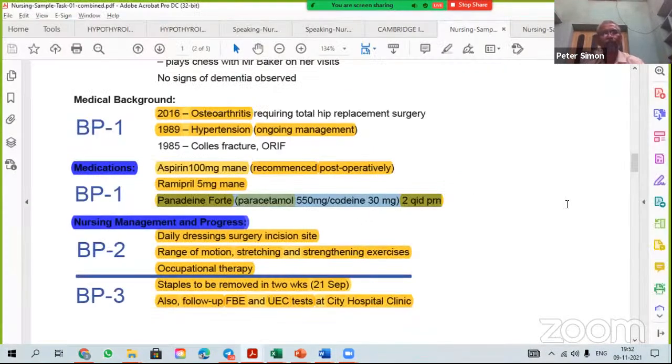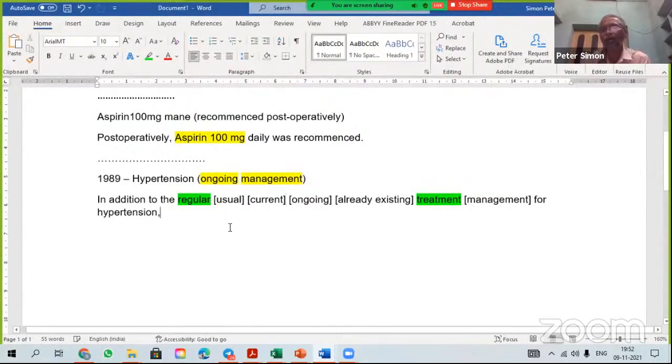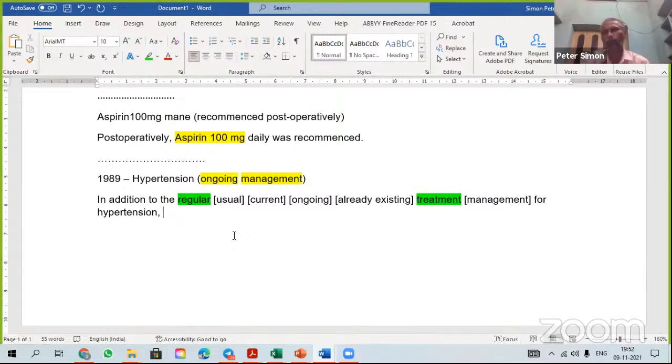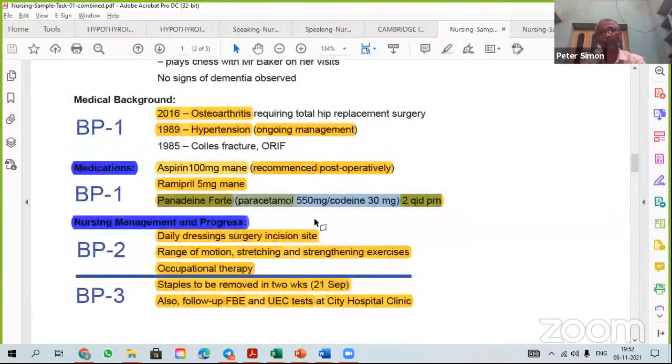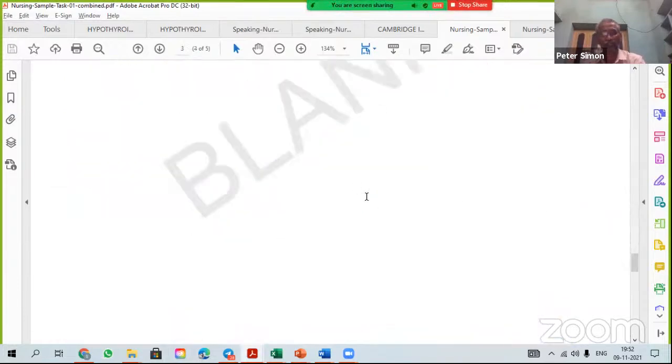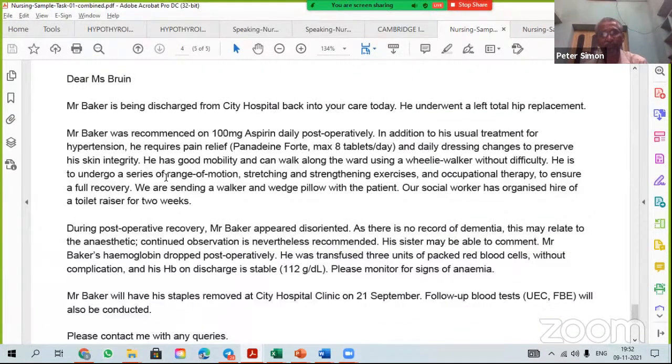So, in addition to the regular treatment for hypertension, what does he need? He requires pain relief, Panadol. Whatever is given in the case notes, I will never give you, because the case notes will be in the active voice, since many people cannot understand. You may think, sir, even in the OET letters it is given in active voice. Yes, he requires pain relief. Active voice is correct. It is okay to write he requires pain relief.